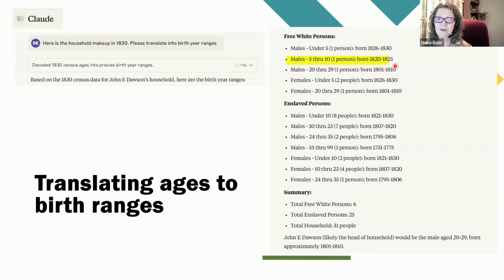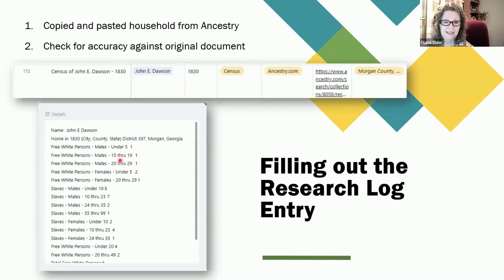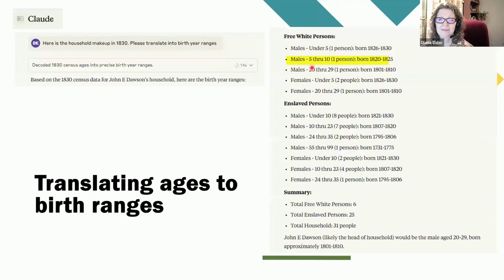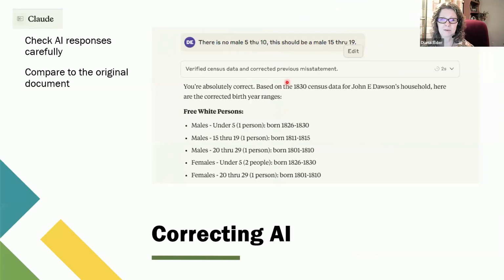I checked them all. The only problem was this one in yellow, because actually this is supposed to be a male who is 15 through 19. For some reason, it just did not translate that, which is one of the oddities of AI, even though it looks pretty clear, but it messed up on that. So we check every step to make sure we don't introduce any errors into our research. And I checked all the enslaved people, all the rest of the numbers were just fine. So I really liked that use of AI to help me translate those ages into their approximate birth years.